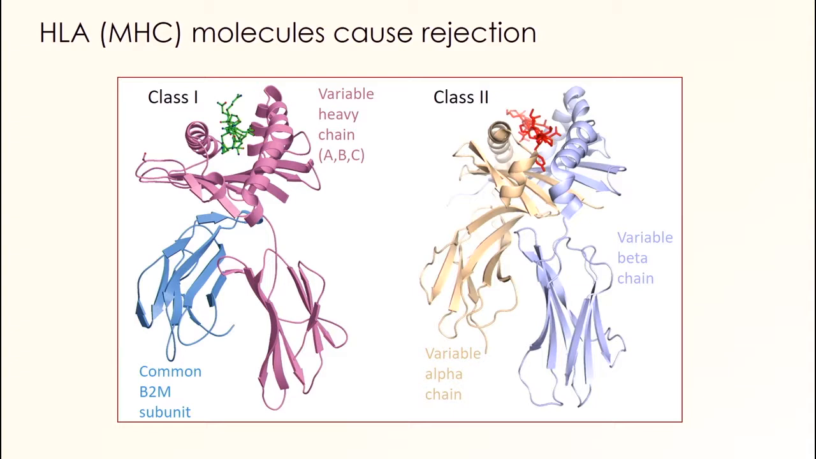They have two different variable chains. These are DP, DR, DQ. They're mainly expressed on specialized antigen-presenting cells, and they present peptide antigens to CD4 positive T cells. So we have to deal with these HLA molecules if we want to avoid rejection.